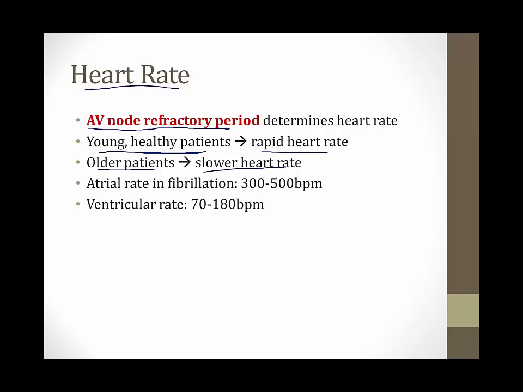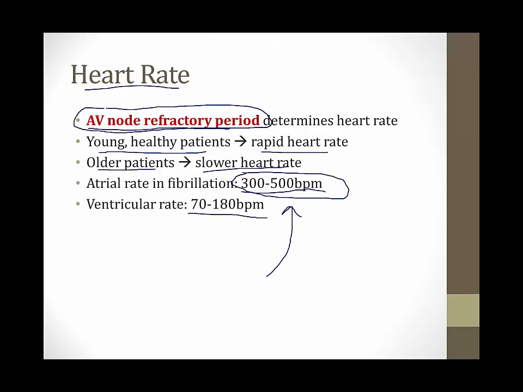Just to put this into perspective, the atrial rate in atrial fibrillation is generally around 300 to 500 beats per minute. This is how quickly all those depolarizations are occurring in the atria, but the ventricular rate is usually around 70 to 180. And the reason it's slower is because all of these depolarizations cannot be conducted to the ventricle, and the reason for that is because the AV node has a refractory period and you can't conduct faster than that refractory period.